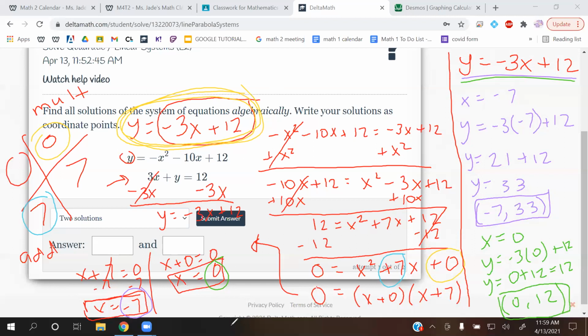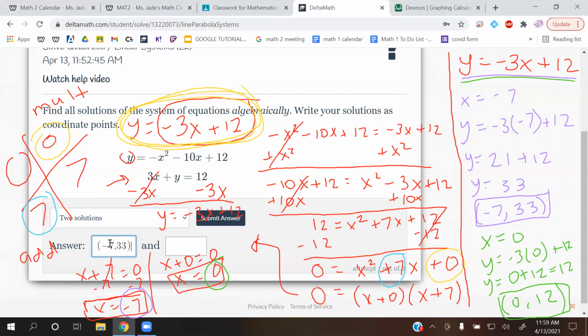So are there any questions for this problem? You can let me know as I am typing in the solutions over here. Negative 7, 33. Oops.